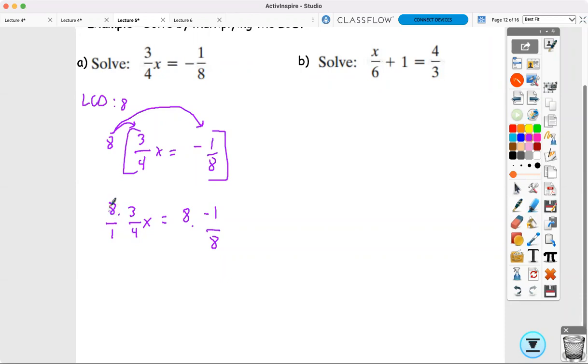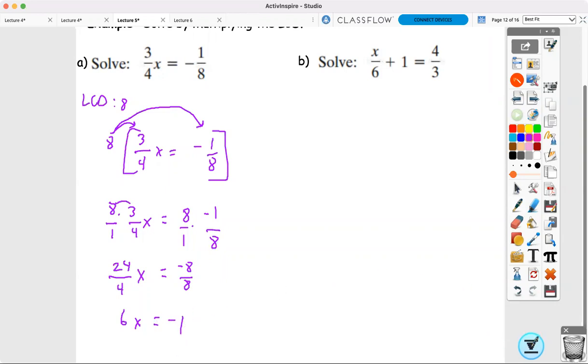To make 8 into a fraction in mathematics, you put it over 1, which is what I did, and then you multiply across. 8 times 3 is 24. 1 times 4 is 4x. 24 divided by 4 is 6x. Make 8 into a fraction here. 8 times -1 is -8. 1 times 8 is 8. So -8/8 is equal to just -1.